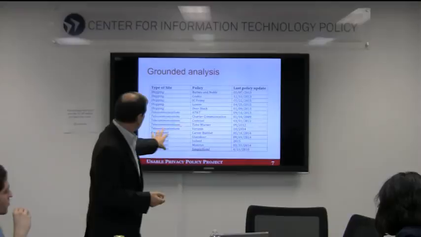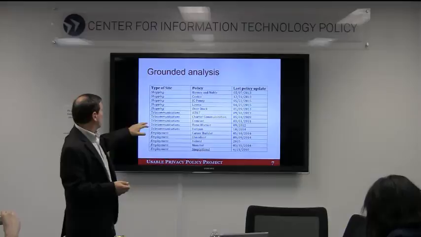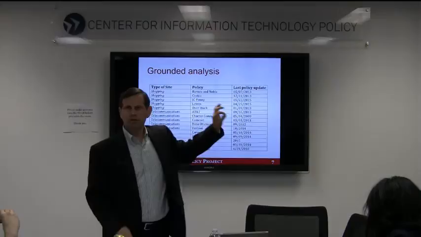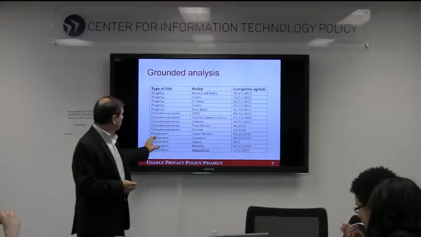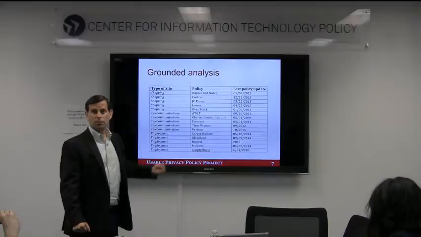So we chose these policies. We chose five from three different areas, shopping, telecoms, employment. The choices were driven by, we wanted a diversity of shopping sites, telecom sites. We wanted large players so that these were prominent policies that would be covering large sectors. The employment sites were the more prominent job search sites.